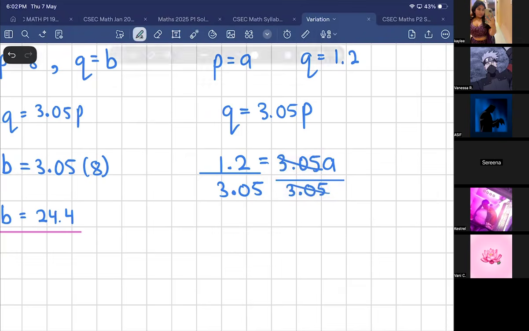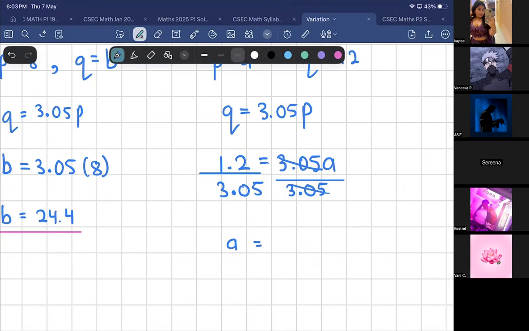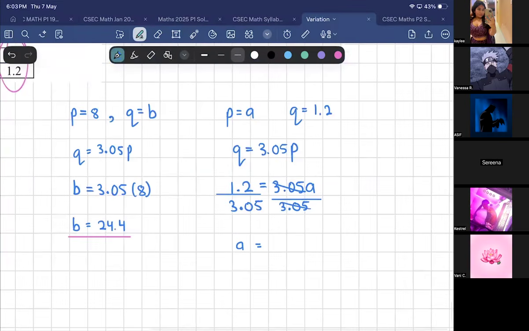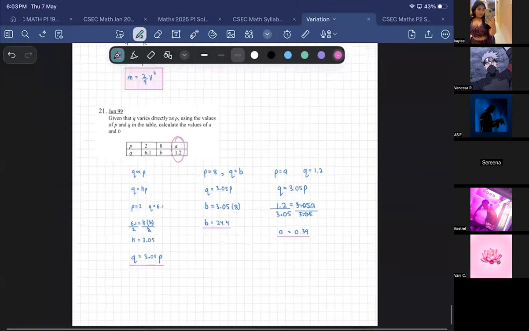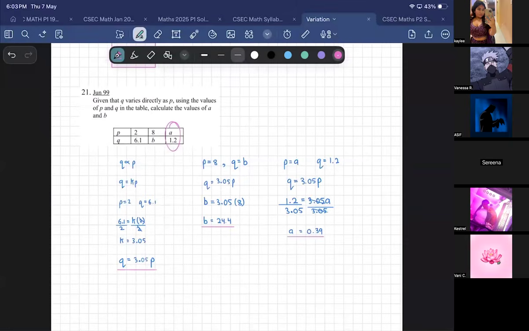And so my answer for A is just 1.2 over 3.05. What would that be? 0.39. Don't take my word for it, right, Alexia? Okay, anybody real cooked? Is there anything I did here that they didn't understand?